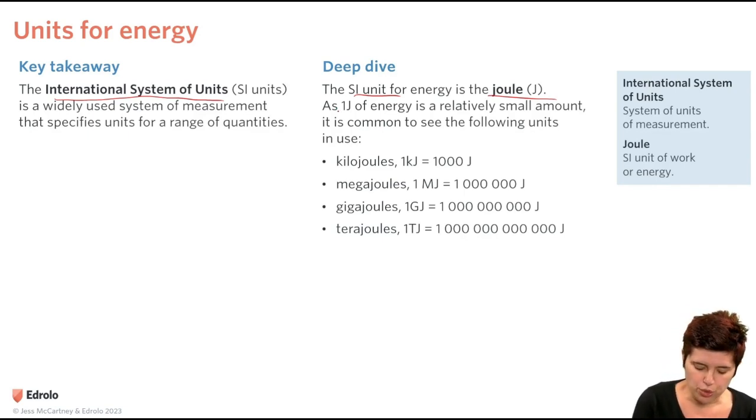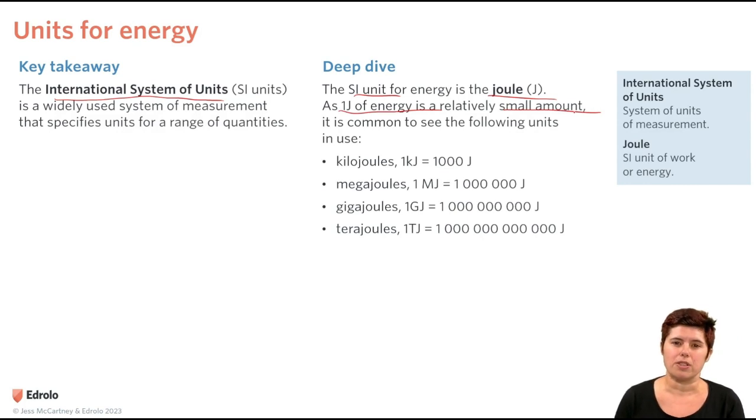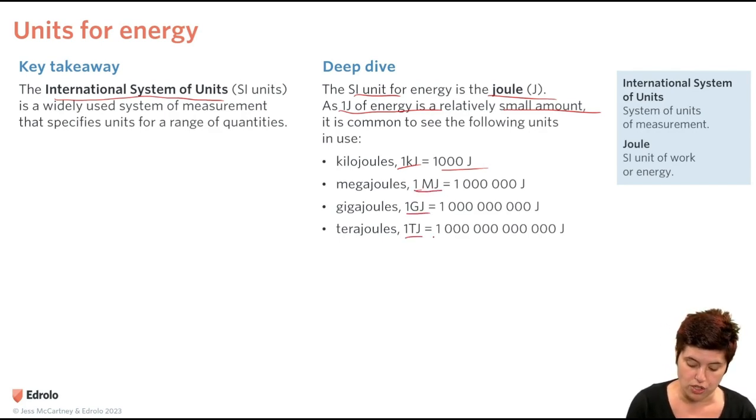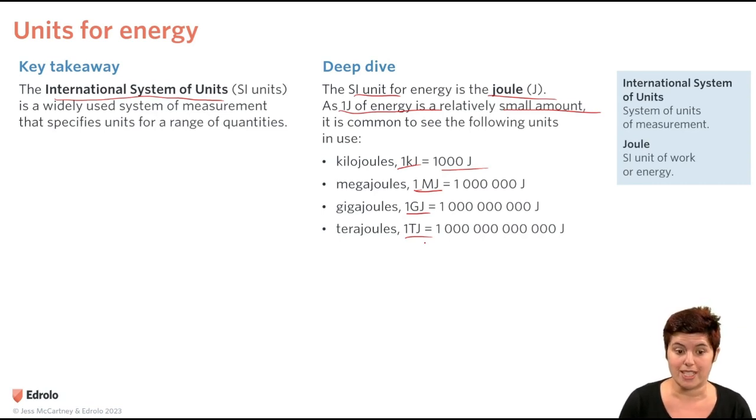However, 1 joule of energy is actually a really small amount. So you may sometimes see the energy used in kilojoules, which is 1,000 joules. And then depending on the type of calculation you're doing, so if you're looking at an extensive energy source, like coal powering Australia's energy needs, you may start to see it in the bigger units of energy, so the megajoule, gigajoule, and terajoule. And this is obviously getting into the millions and hundreds of millions of joules.